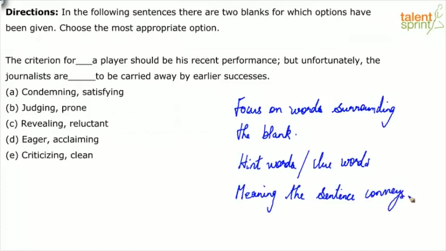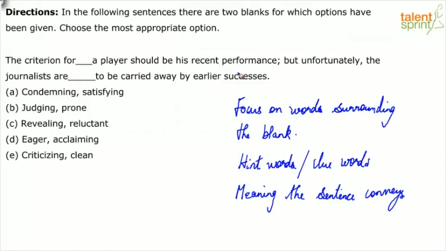So quickly, when you look at this, the criterion for dash a player should be his recent performance, but unfortunately the journalists are dashed to be carried away by earlier successes. Some of you have given me responses. So a couple of clue words. What are the clue words in the context? Quickly, those of you who've been able to answer it, how did you arrive at that? Can you tell me what was the clue word in this? Yes, Rajkumar. Very good, right?